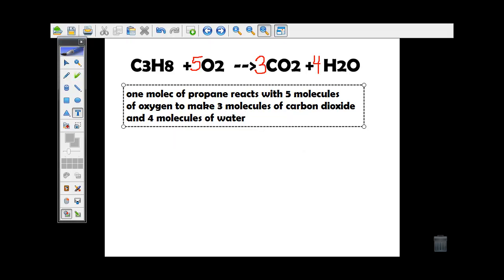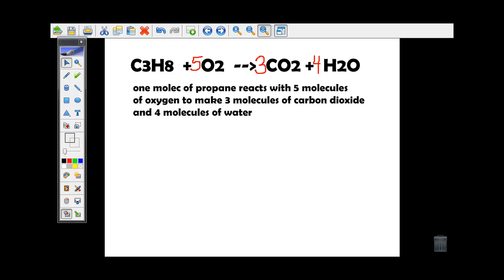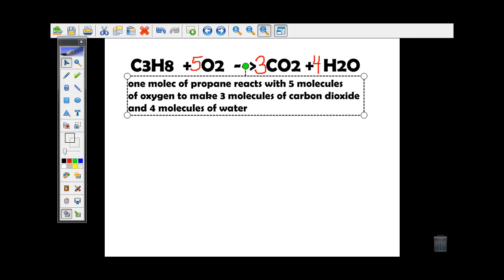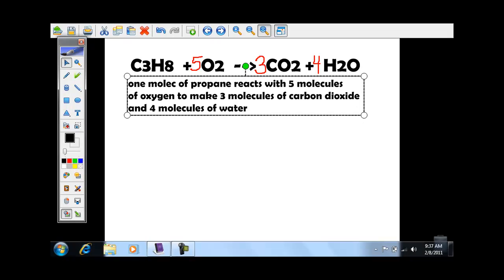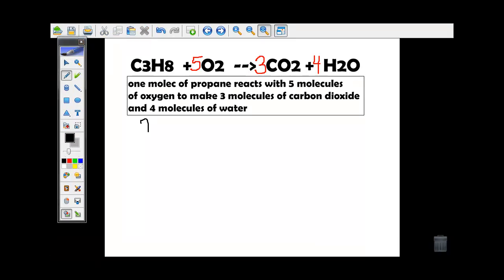Now, I have a question for you. What happens if I have 2 molecules of propane? What if we start with 2 molecules of propane? How much oxygen would we need? Did you say 10? You're correct. How much carbon dioxide would that make? Did you say 6? That's correct. And did you say 8 there? That's correct. So basically doubling the propane doubled everything.